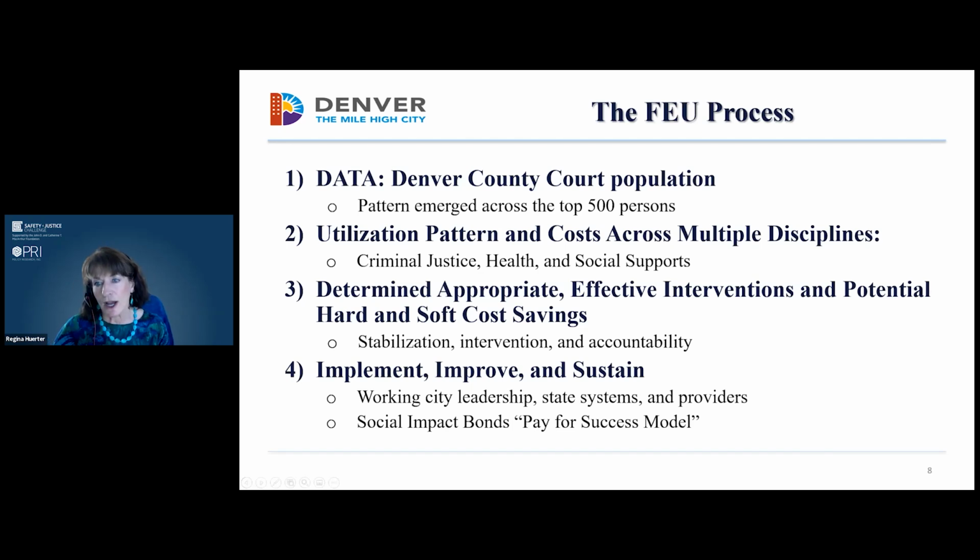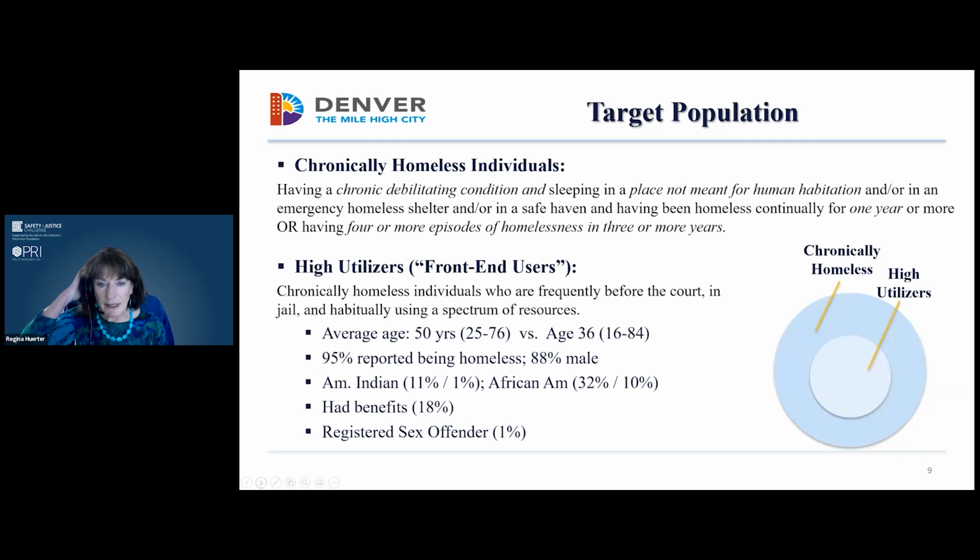Actually, if you go to the next slide. So our target population became, again, this high utilizer, this front end person. And what we found is that there was this kind of chronic homeless population, but our high utilizers were very, very specific. Our high utilizers' average age was 50, and the normal age of our general criminal justice involved population actually was 36. So quite a few years older. 95% of the population was reporting being homeless. And actually of that particular group, only about 25 out of the 500 were known to the homeless services at this particular time, even though all of them were chronically homeless. So again, it was a population that was not being served by homeless outreach. And 88% of them were male.